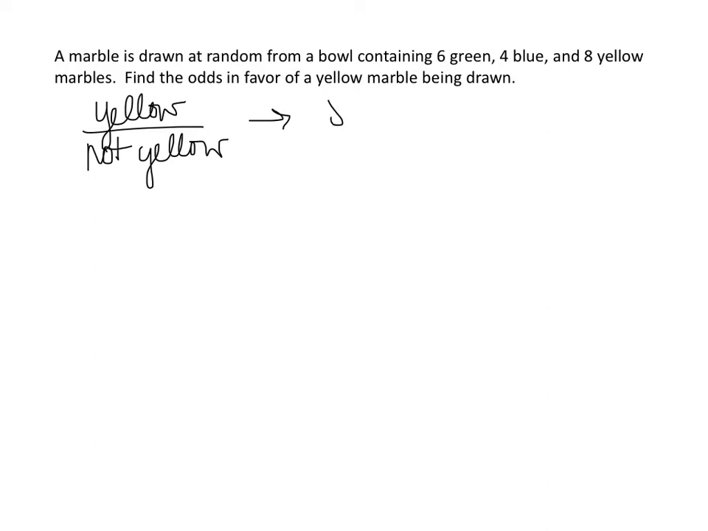Well, there are 8 yellow. There are 10 not yellow. So we would say that we have 8 to 10 odds, or we would reduce that as 4 to 5 odds. 4 times it'll happen, 5 times it won't happen.